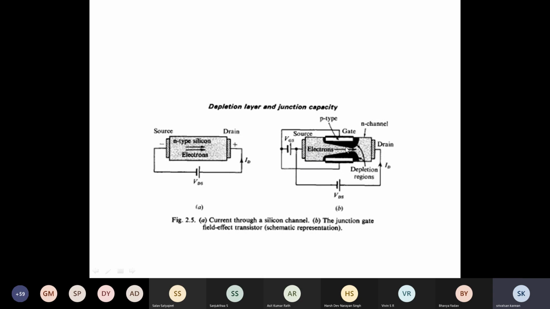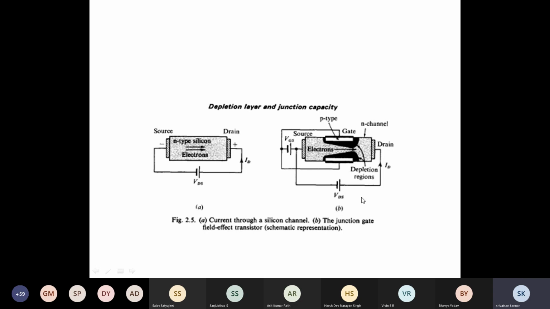Now we have the FET. So the FET has two PN junctions. Here this is one PN junction. This is another PN junction, right? So if gate voltage is made zero, and you are increasing the VDS, so what will happen? Let us assume that VGS is zero. It is shorted, that is, it's made zero.